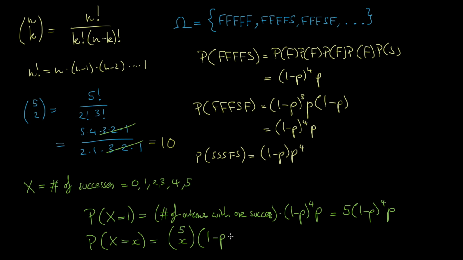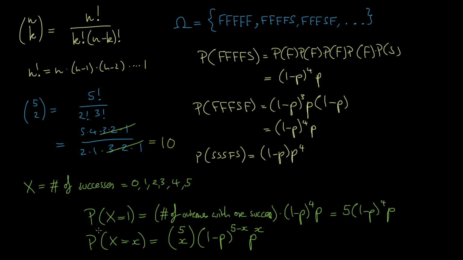And so we can write the probability of a particular outcome where we have little x successes is going to be 1 minus p, the probability of failing, to the power of the number of failures that we have, which is going to be 5 minus x, times p to the power of the number of successes that we have, which is x. And notice that we've got a special case of this above. Here, little x equals 1, and so 5 minus x equals 4, and x equals 1. So we've got 1 minus p to the 4 times p. And here, we've replaced our number of outcomes with little x successes with 5 choose x.